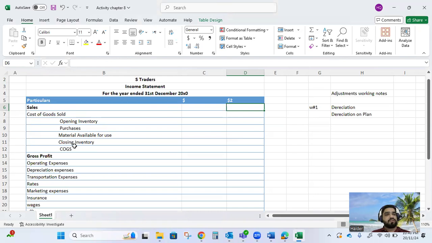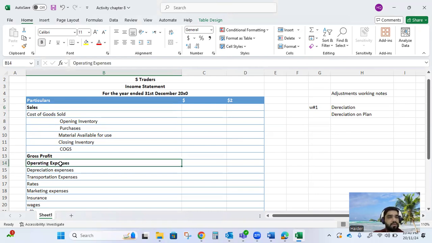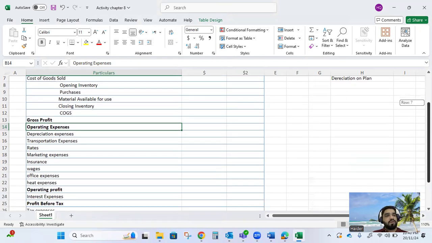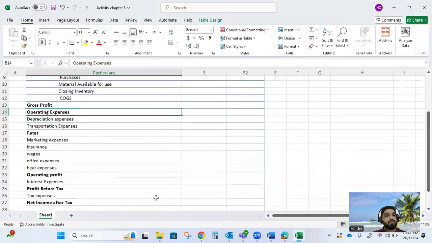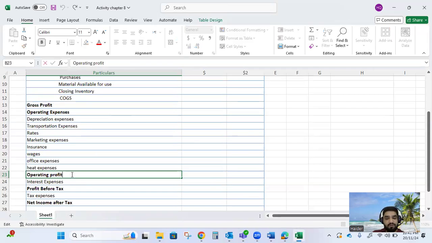By deducting cost of goods sold from sales revenue, we will be able to calculate the gross profit. And afterwards, we have to deduct all operating expenses from the gross profit. We will be able to get operating profit from our income statement. If we get the operating profit, it is basically income before interest and tax.